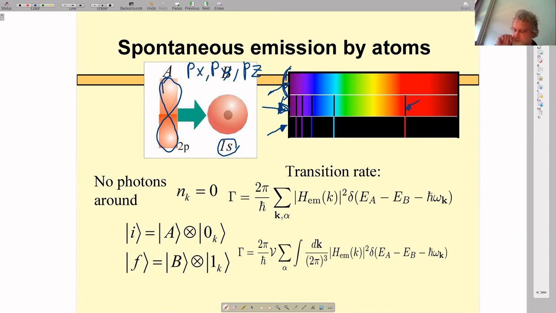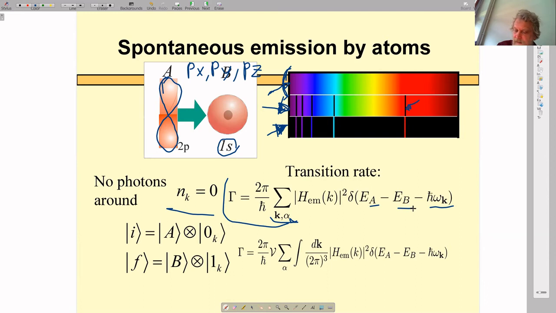Let us understand what we need in order to compute the transition rate for this situation. Anyway, we know the relation between emission and absorption. Spontaneous emission would suffice for our rate calculation, so we assume no photons around. The transition rate is given by a sum over all possible states of the emitted photon, and also polarization.